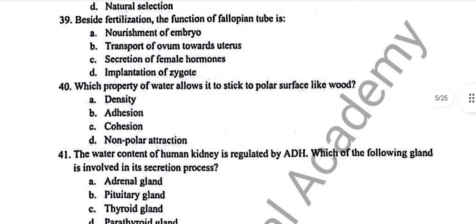Question number 40. Which property of water allows it to stick to polar surfaces like wood? A. Density. B. Adhesion. C. Cohesion. D. Non-polar attraction. And the correct option is B. Adhesion. Adhesion is the attraction between water molecules and other polar surfaces.